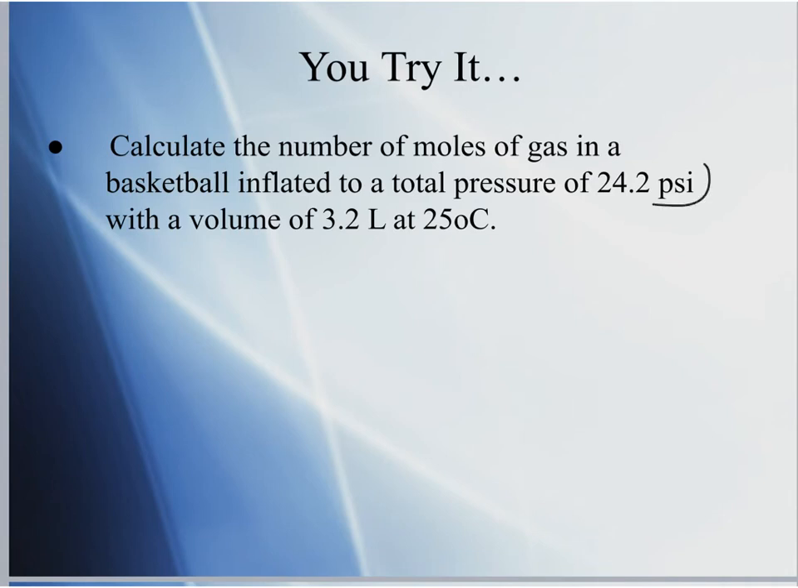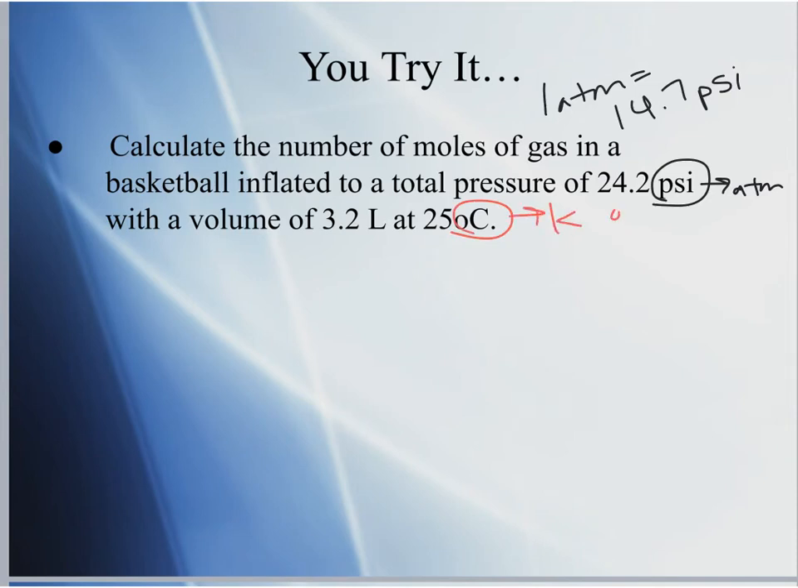When doing this one, psi needs to get converted to atmospheres first. Just remember, 1 atmosphere equals 14.7 psi. We also need to make sure we convert degrees Celsius to Kelvin by adding 273 to our degrees Celsius. Make sure you do those two things first before you plug them into your equation. All right, go ahead and pause, do this one on your own, and then come back for the answer.